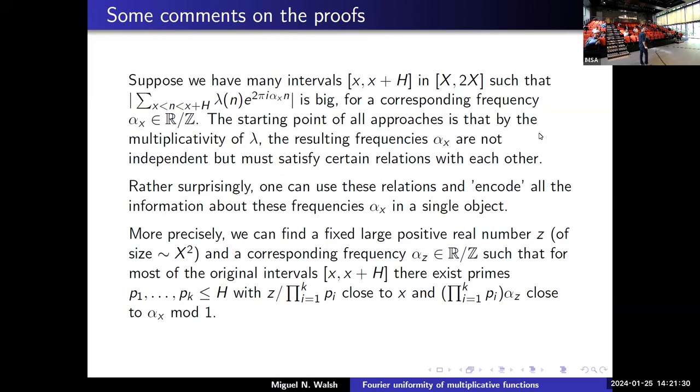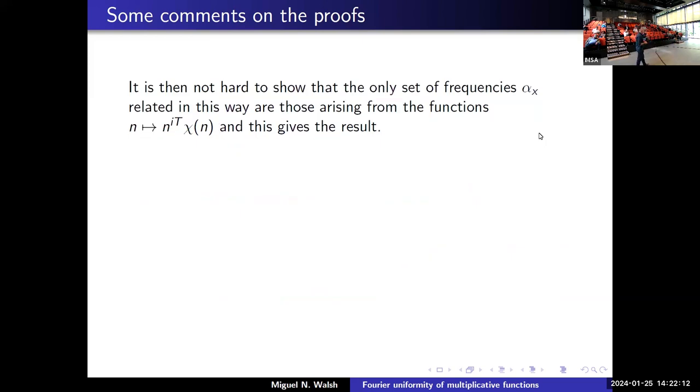For most of the intervals, we can find a set of small primes such that if I divide this special element ξ by those primes, I land close to x, and if I multiply the frequency alpha ξ by those primes, I land close to one frequency that corresponds to the interval. So both physical space divided by the primes and frequency space multiplied by the primes get close simultaneously to the information we have in the interval. All the information about these intervals can be encapsulated in such a manner. In fact, one can use this to prove that it is the only possible set of frequencies satisfying these relations that arise from the multiplicative functions. And once one has the frequencies corresponding to that, it's not hard to show that in fact those are the only ones.